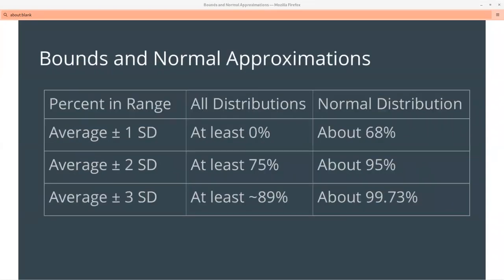All right. Because it gets even better with those inequalities when we talk about the normal distribution. It's not just the 89% that Chebyshev predicts. It's all the way up to 99% within three standard deviations. Okay.